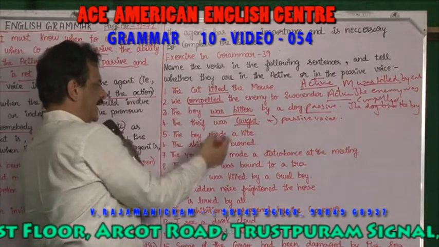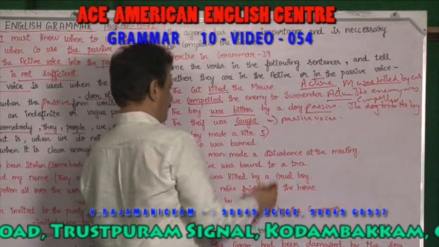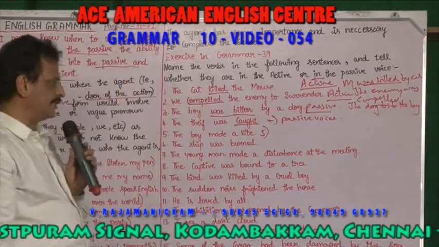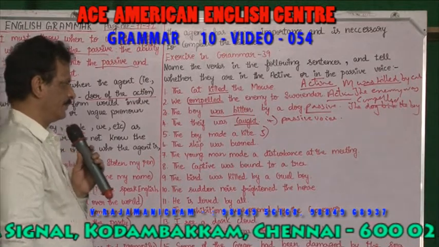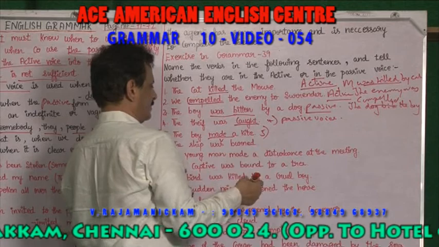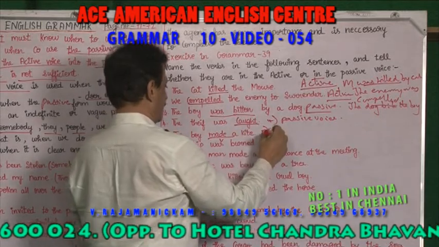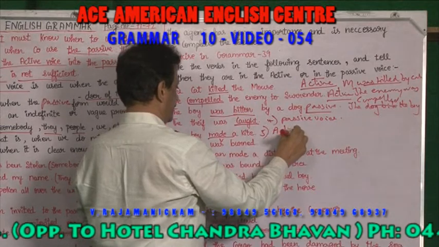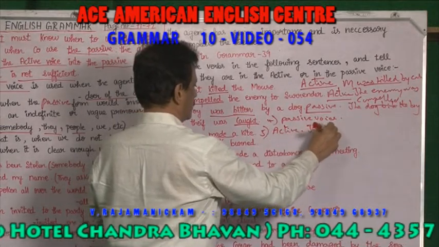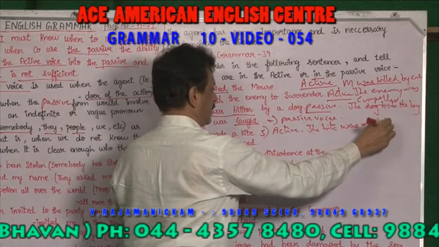The boy made a kite. What is the passive form? The boy made a kite. Is it active voice or passive voice? Active is the verb. Made a kite. What is the passive? The kite was made by the boy, right?